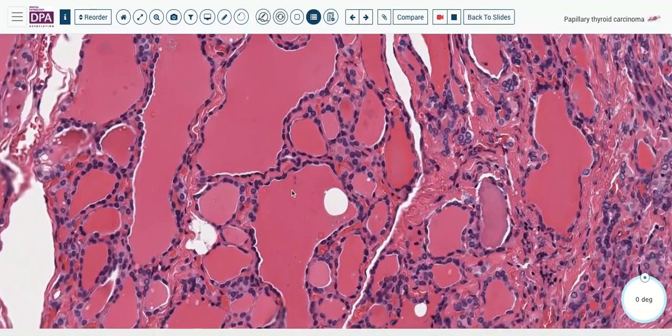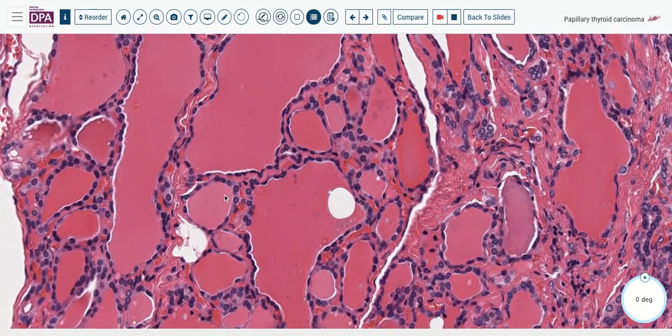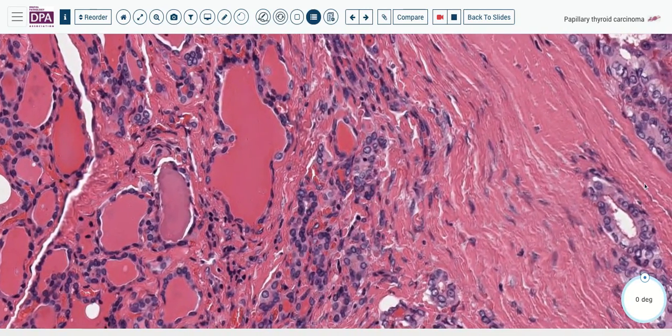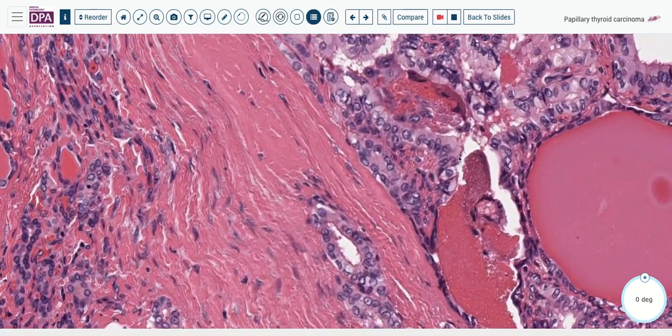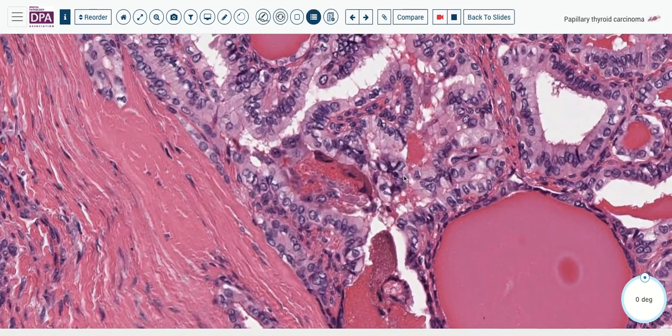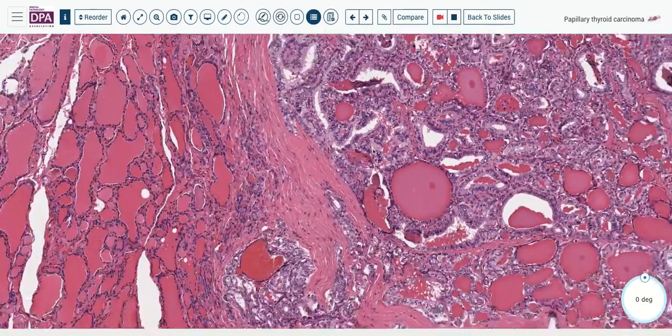And just for comparison, let's see if we've got some normal thyroid epithelium over here. You can see here that in contrast to these nuclei, which are smaller, rounder, more widely spaced, and not hyperchromatic, the nuclei of papillary carcinoma will jump out at you and become a recognizable feature, oftentimes from low magnification.